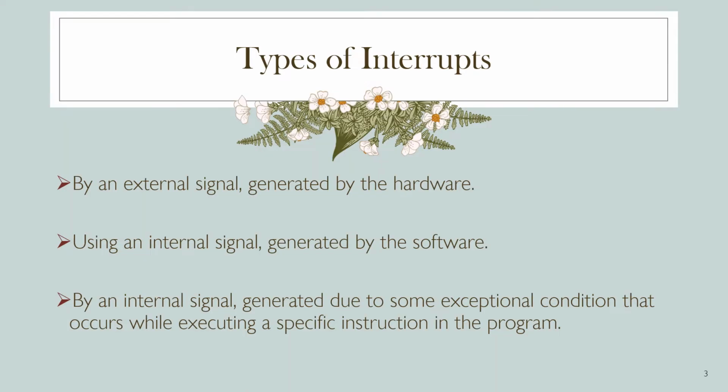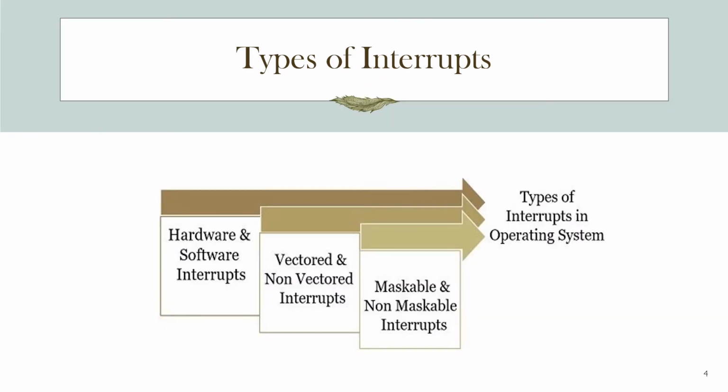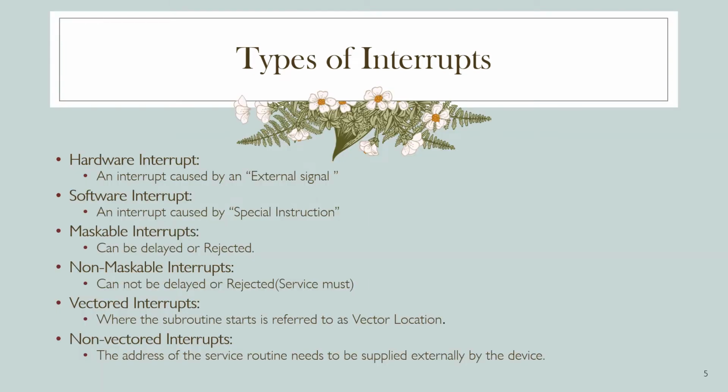Types of interrupt. The system can generate interrupts in the following ways: by an external signal generated by the hardware, using an internal signal generated by the software, or by an internal signal generated due to some exceptional condition that occurs while executing a specific instruction in the program. Further, we can classify the interrupts into three categories: hardware and software interrupts, vector and non-vector interrupts, maskable and non-maskable interrupts. An interrupt caused by an external signal is called a hardware interrupt. An interrupt caused by a special instruction in the program is called a software interrupt.